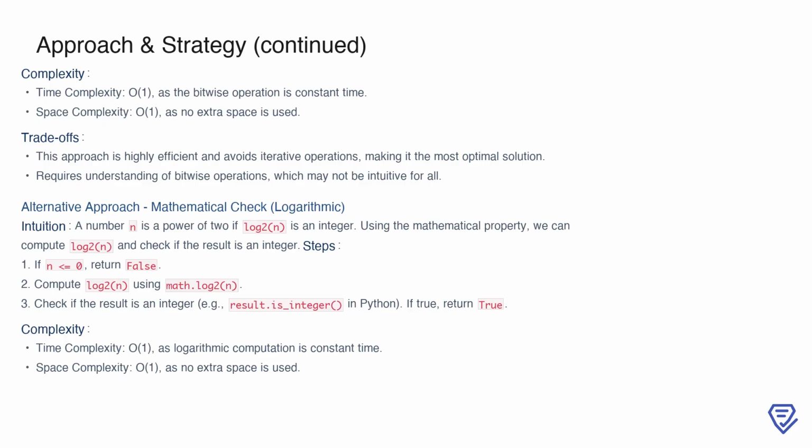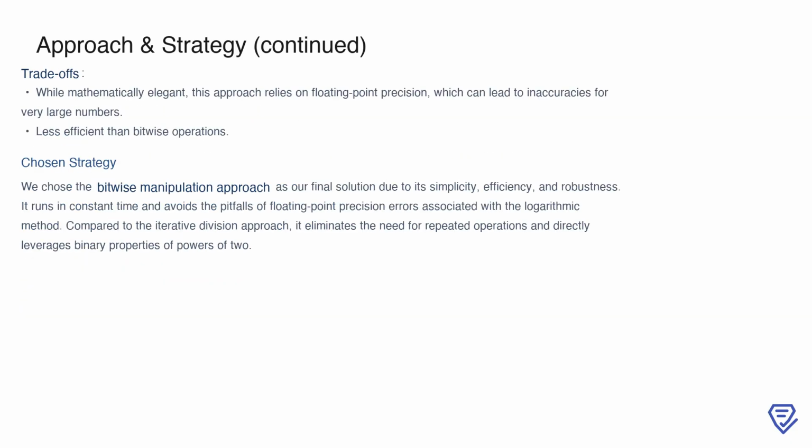While this runs in constant time and space, there are some trade-offs to consider in terms of its precision. The logarithmic approach, while mathematically elegant, has its own limitations. It relies on floating point calculations, which can introduce inaccuracies for very large numbers. This makes it less reliable compared to bitwise operations. Additionally, it's computationally more expensive than bitwise checks, even though its overall complexity is still O(1).